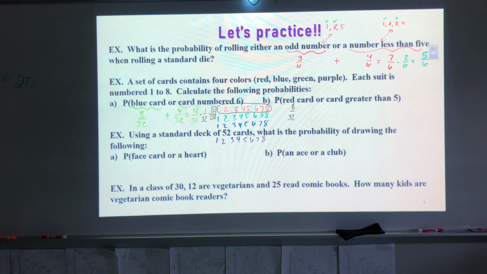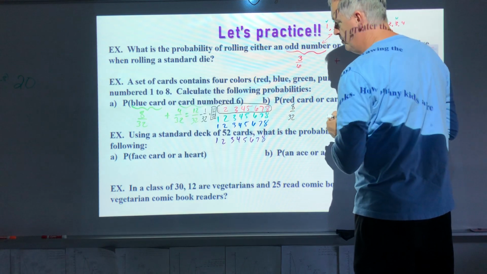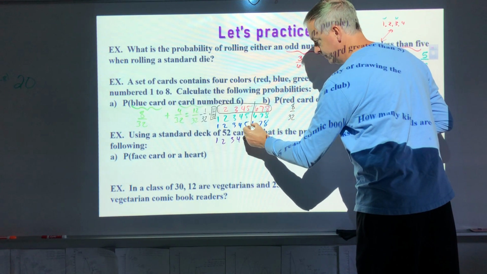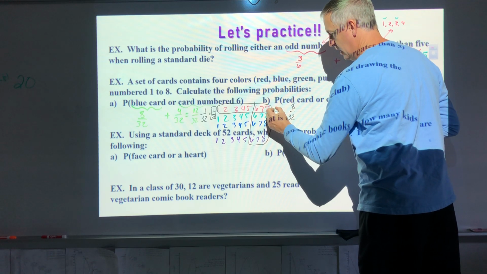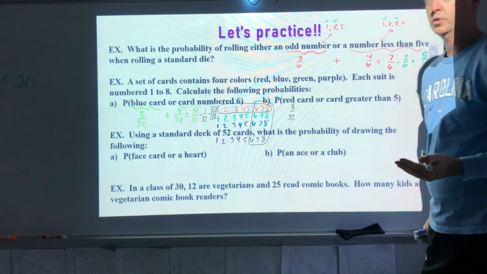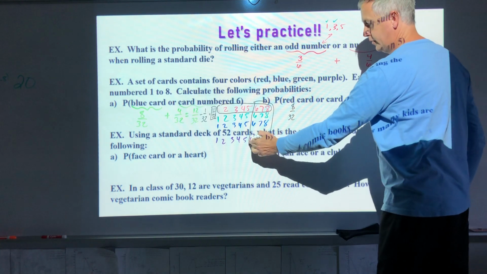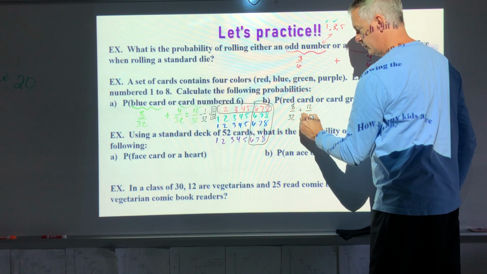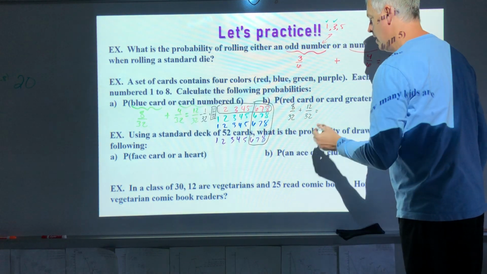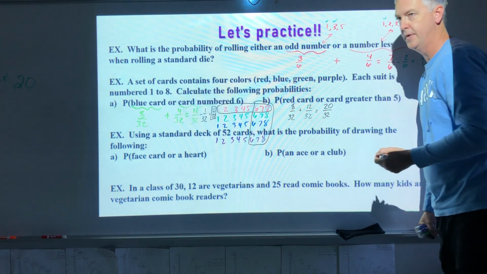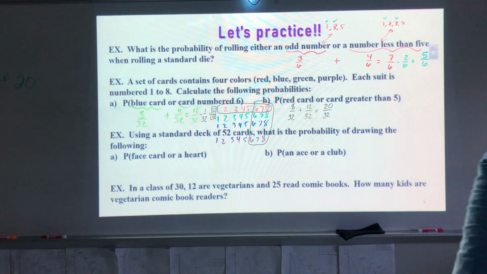Card greater than 5. All right, so you got a whole bunch of these little buggers. Cards greater than 5 are 6, 7, and 8. All that right there. So how many in that vertical circle are there? There's 3, 6, 9, 12. So right now we're sitting at 20 over 32. Okay, you don't add your denominator pieces. You should know that by now.